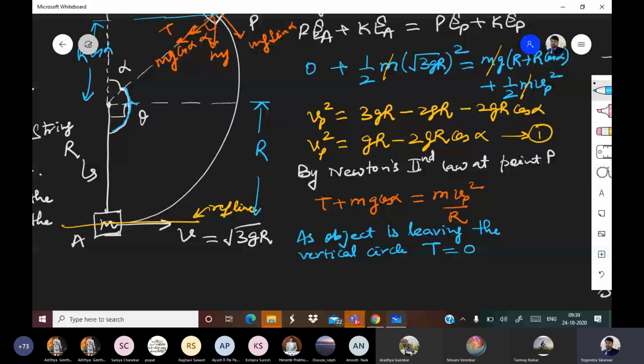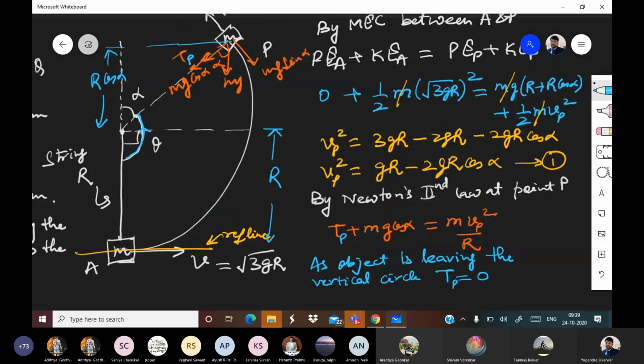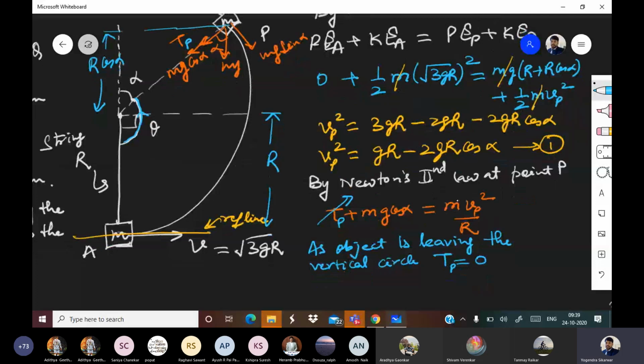So I am calling it T_P. At that point, T_P will become 0. So let us put T_P equal to 0. The moment we put T_P equal to 0, we get v_P squared equal to gR cos alpha. And this is equation number 2.